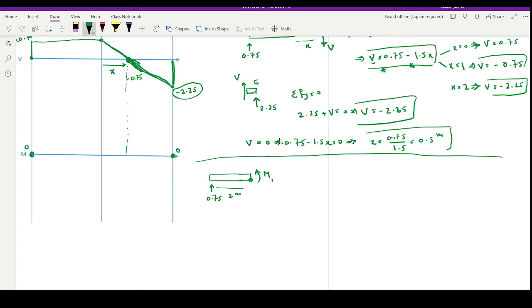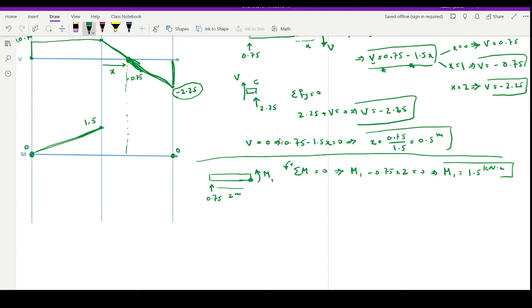I'm taking moment about this point. Sigma M about that point is 0. From there, M1, this is my positive direction. So M1 minus 0.75 times the distance, which is 2, is 0. Therefore, M1 is going to be 1.5 kilonewton meter. So at a point that is 2 meters far from A, I have M that is 1.5, and from 0 to that point, my moment is changing in an inclined way.